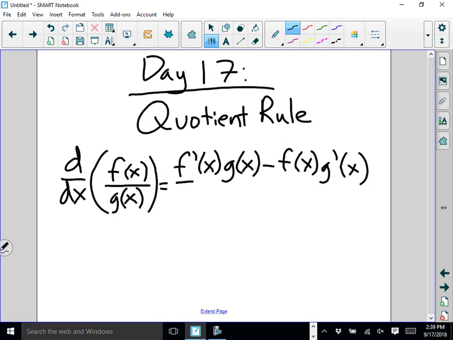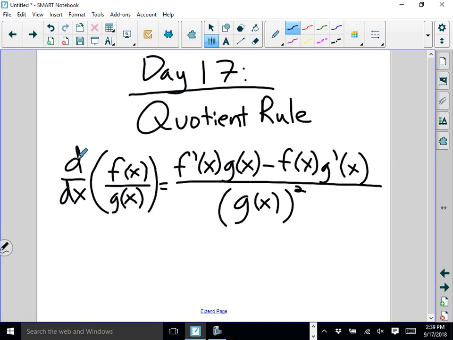Again, that top part looks just like the product rule, except the plus in between changes to a minus. And we're going to divide by g of x squared. It is not g prime, it is just regular old g of x, and we have to square it. This is our quotient rule. This is the general form that we need to have memorized. Anytime we do the derivative of f of x over g of x, it would be f prime g minus f g prime over g squared.